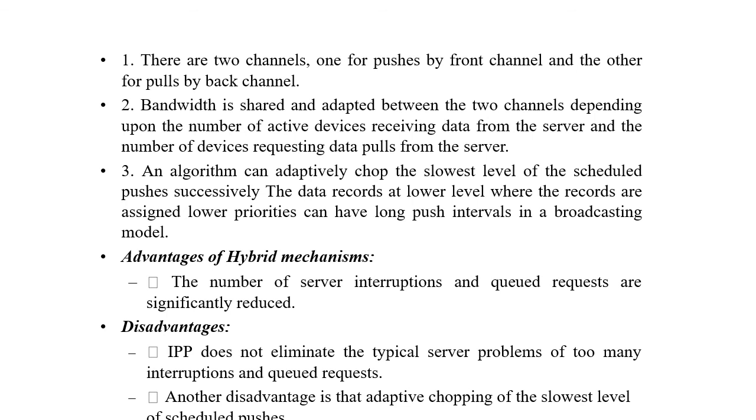Disadvantages: adaptive chopping of the slowest level of scheduling pushes. Definitely, what happens is the system becomes very slow because of the scheduled pushes. So even though we have the advantage of a reduced number of interruptions, we have the disadvantage of slowing of the system. Generally, we say the system has gone slow because of over-pushing and over-pulling of data. That happens in the hybrid mechanism.